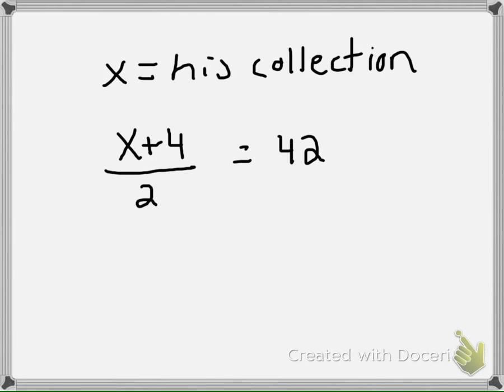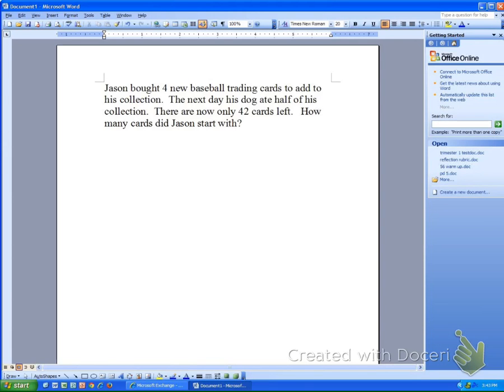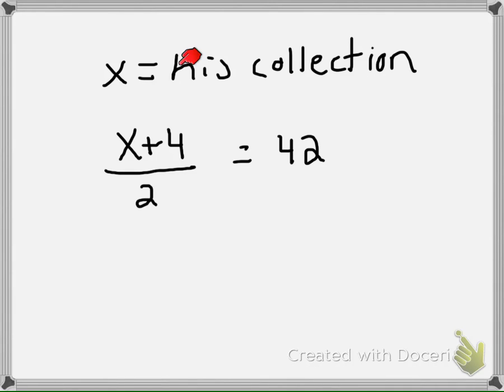Okay, so the first thing is, the thing I don't know about in this case is his collection. And I'm just going to go back and show you here. It says he bought 4 new trading cards to add to his collection. But we don't know how much was in his collection before he added the 4. So that's what we're trying to figure out here. How many was in his collection before he added the 4?